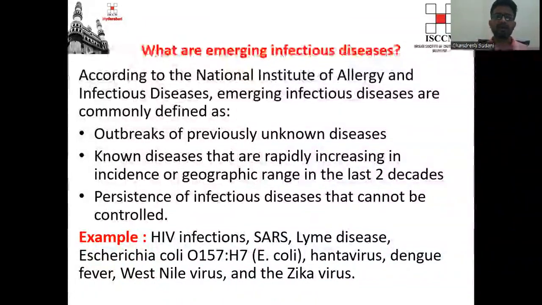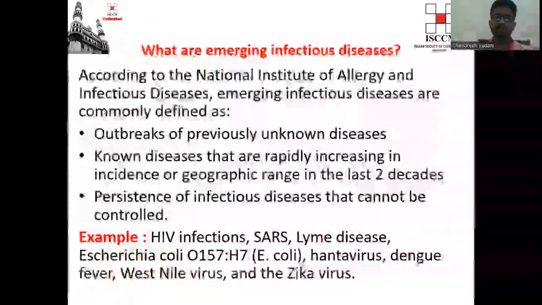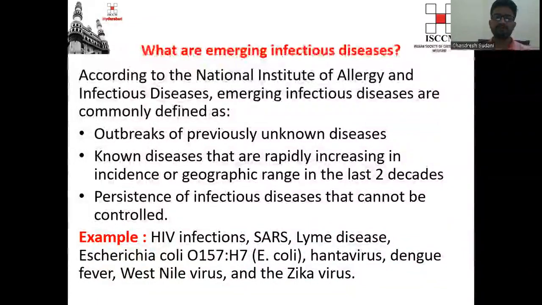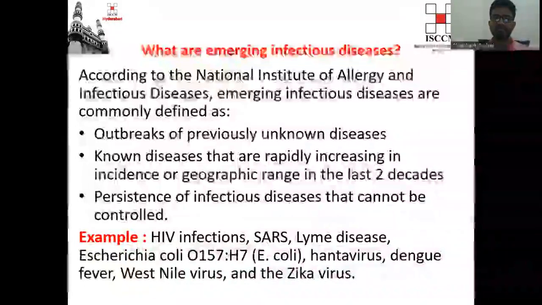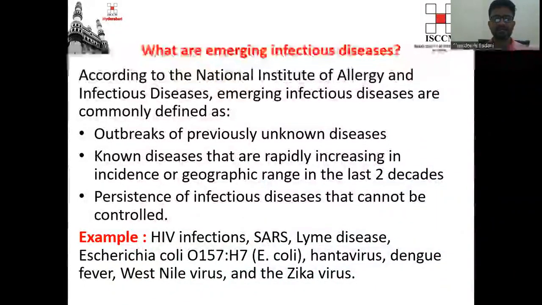According to the National Institute of Allergy and Infectious Diseases, emerging infectious diseases are commonly defined as outbreaks of previously unknown disease, or known diseases that are rapidly increasing in incidence or spreading in geographic range in the last 2 decades, or the persistence of infectious diseases that cannot be controlled. For example, HIV infection, SARS, Lyme disease, hantavirus, dengue fever, West Nile virus, or Zika virus.